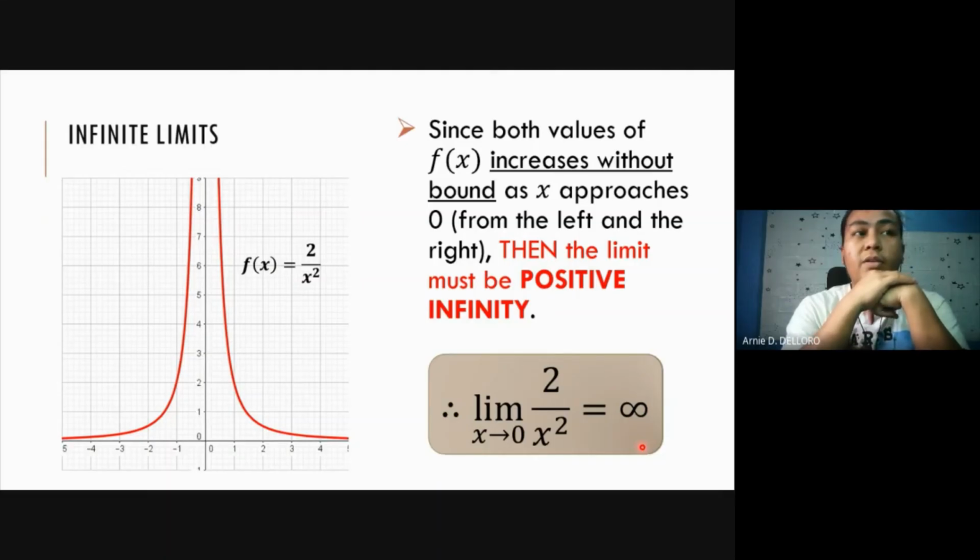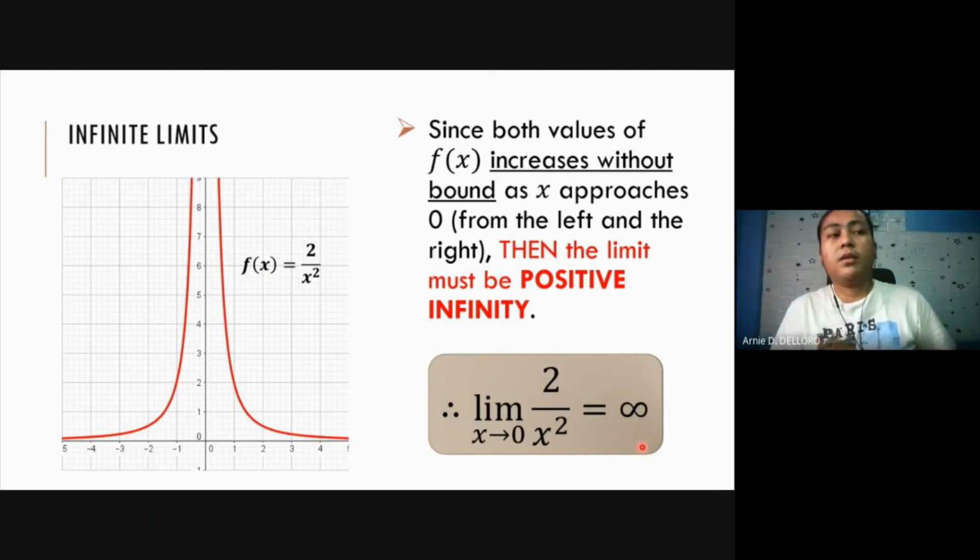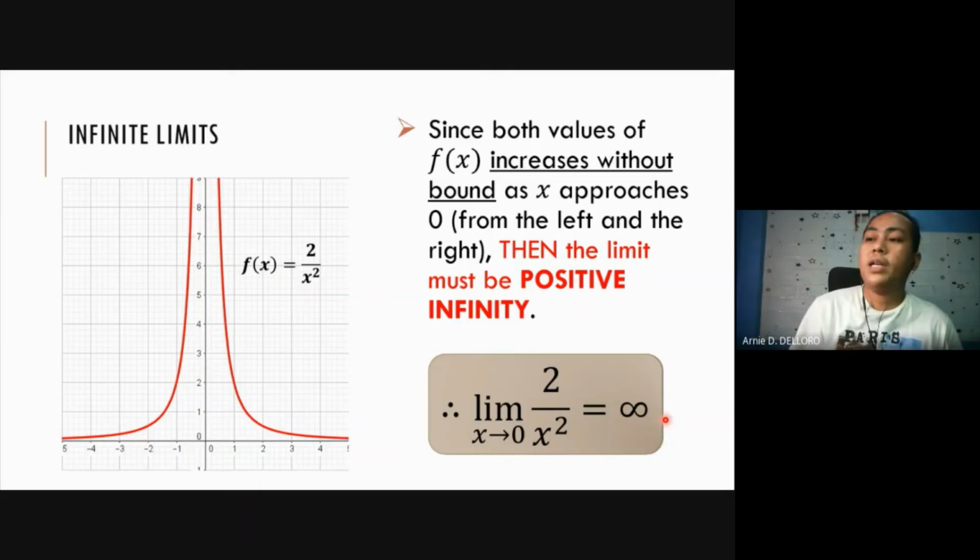Okay? So since both values of f of x increases without bound as x approaches 0 from the left and right, then the limit must be positive infinity. Okay? Kapag nagsosolve tayo ng infinite limits, we do not indicate that the limit does not exist, but instead, we will be using either positive or negative infinity depending sa behavior ng graph. Okay? So in this case, the function 2 over x squared or the limit of 2 over x squared as x approaches 0 either from the left or from the right is equal to positive infinity.